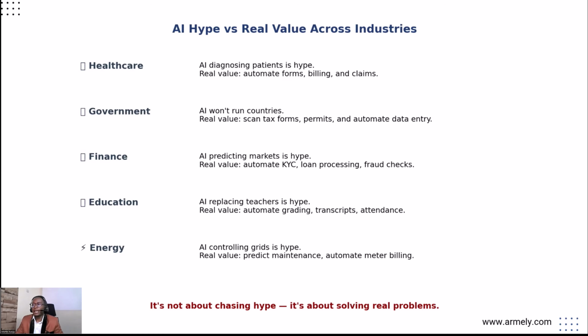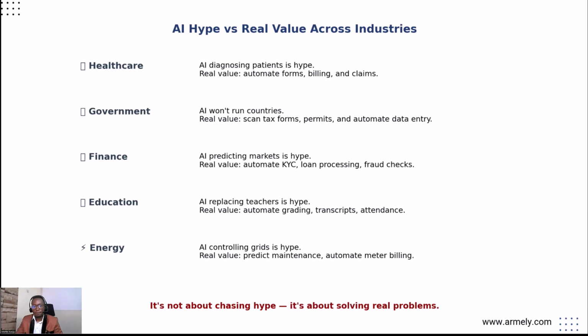Same goes for governments. Yeah, we say AI is headed to a point where it will run countries, but right now, the biggest thing that a government wants is automation in the small processes like tax forms, the different permits we get from the government ministries, data entry, and all that.